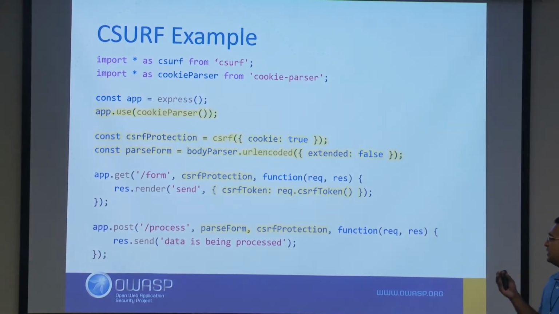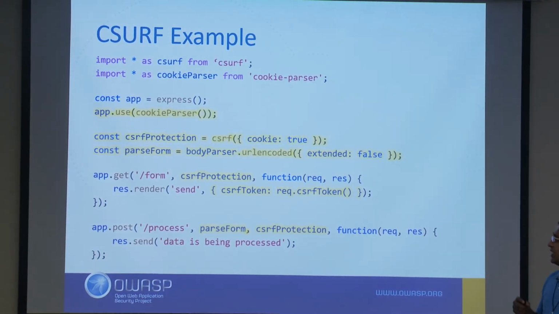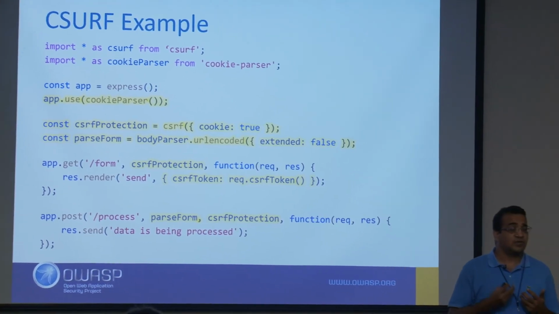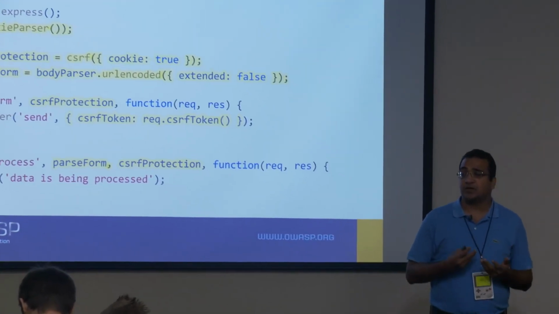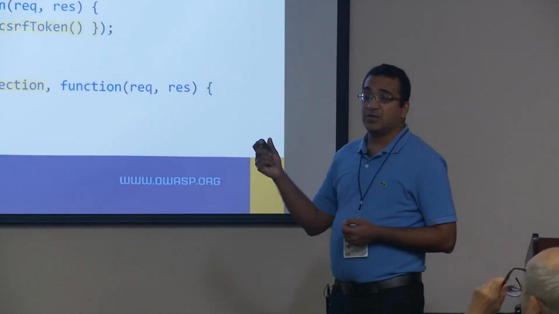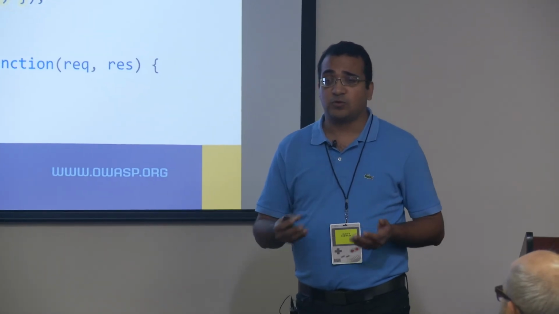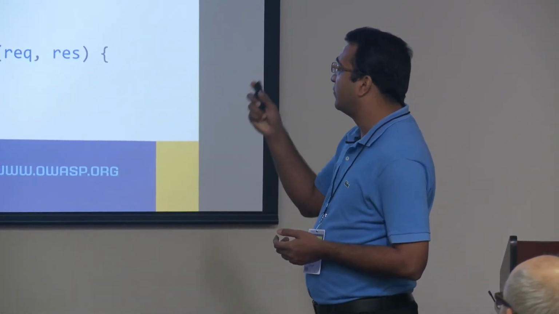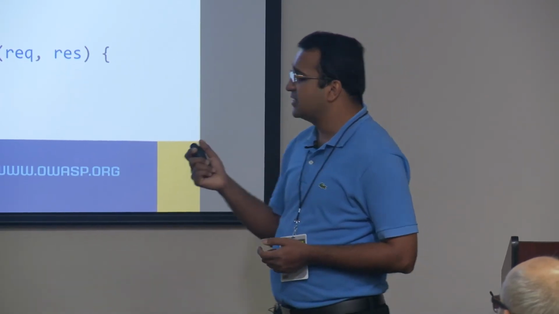And to do that, I also need to use another middleware, which is called cookie parser, which is helping my application to manipulate the cookies. Once that is done, I can now configure this middleware with all the routes where I want to use that. Here I'm using it explicitly for CSRF, for /form as well as /process.